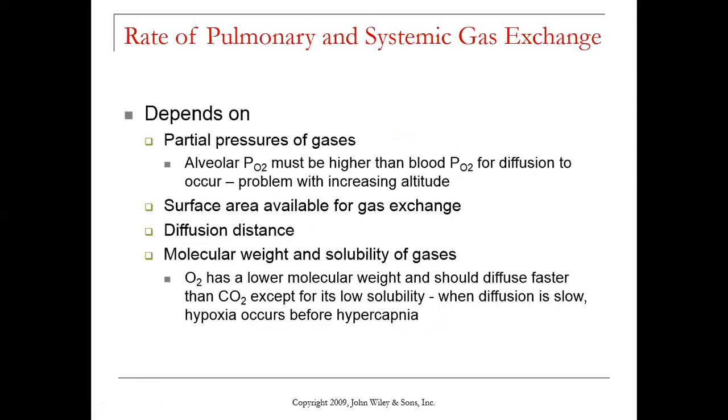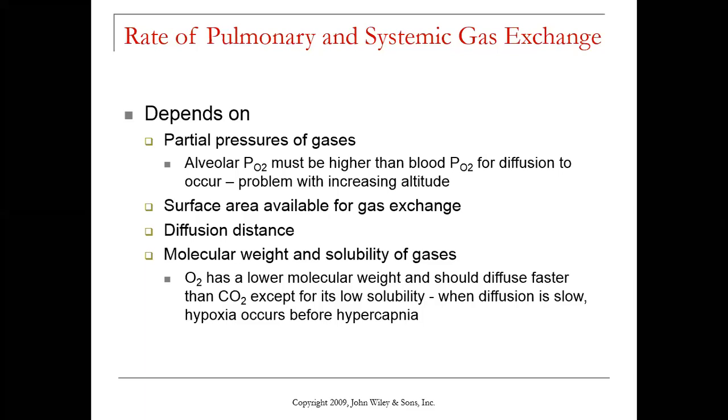Now, the rate of the pulmonary and the systemic gas exchange. On which factors does the rate of the pulmonary and the systemic gas exchange depend? It depends on various things. First of all, it depends on the partial pressure of the gases. More partial pressure, more will be the diffusion. Alveolar partial pressure must be higher than the blood partial pressure of oxygen for diffusion. So in the alveolar air, partial pressure is 105. In the atmospheric air, partial pressure is 158.